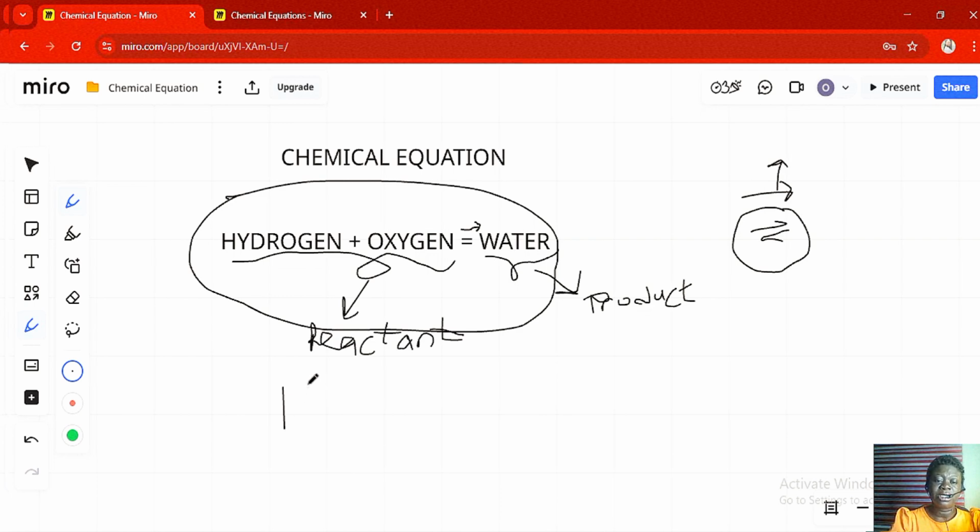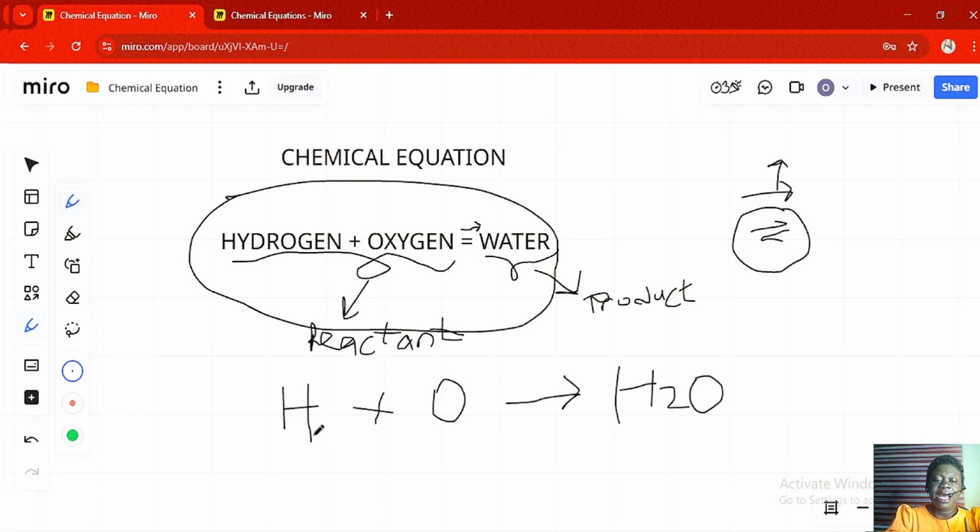Now, let me give you an instance. What is written on the board is hydrogen. And we know that the symbol of hydrogen is H on the periodic table. You can remember when we learned that on the periodic table. Now, the symbol of oxygen is O. You remember, right? Now, when hydrogen and oxygen come together, they form water, which is H2O. I hope you understand it.